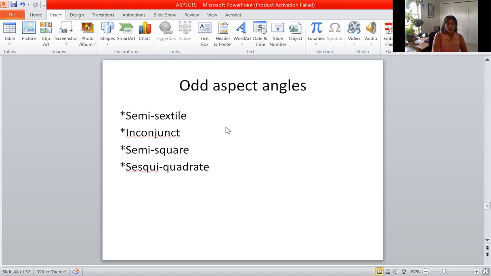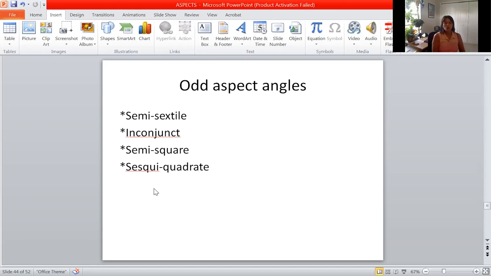So, odd aspect angles. I just want to bring up these last few, so at least you've heard them. Because I want you to see that it's all astrology. It's all math. It all works. But there's some that are bigger than others. So there's the semi-sextile, which is half the sextile. The sextile was 60, so this is 30.